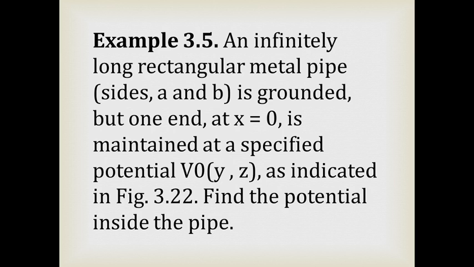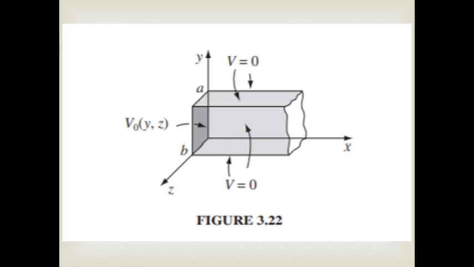An infinitely long rectangular metal pipe, with sides a and b, is grounded, but one end at x equals 0 is maintained at a specified potential V0, which is a function of y and z because it is the yz plane, as indicated in figure 3.22. Find the potential inside the pipe. You can see this in this figure.